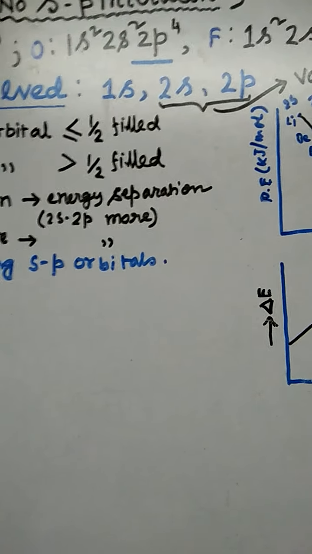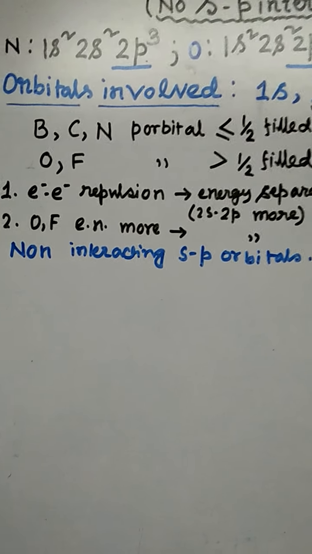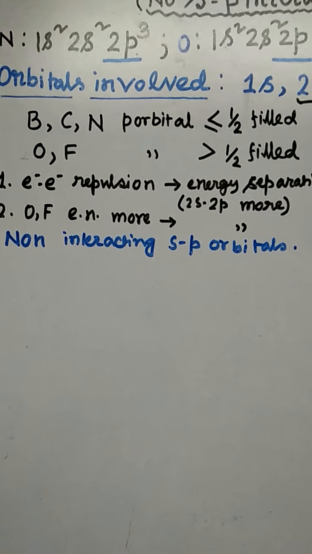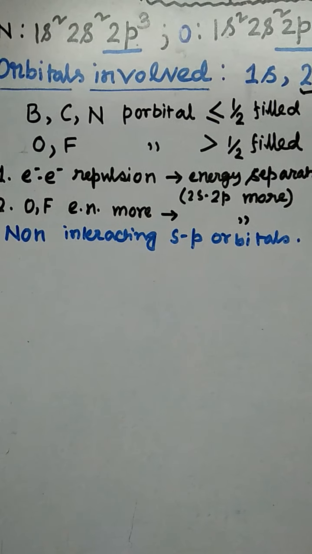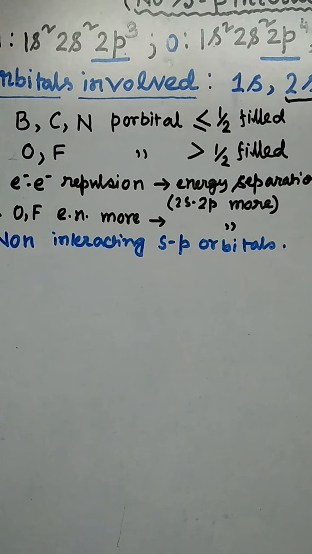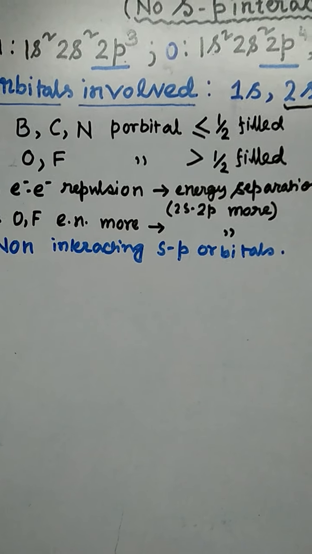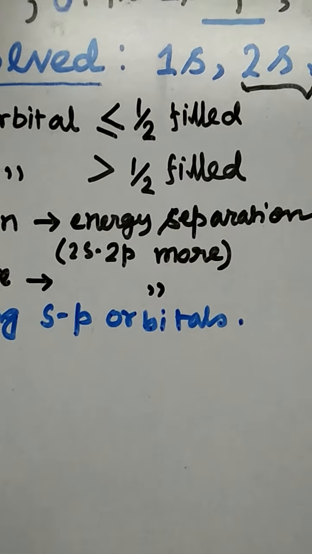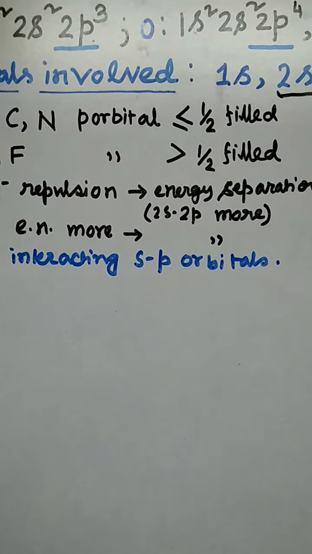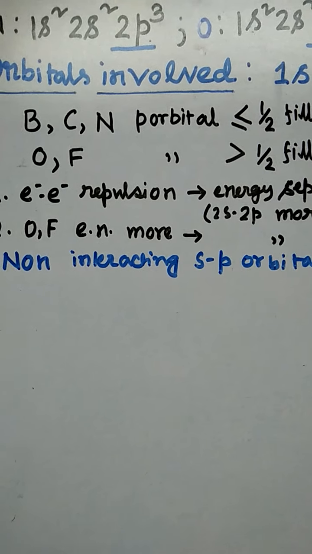And the reason behind this is why the energy difference is less or more. There are two reasons. In boron, carbon, and nitrogen, the p orbitals are less than or equal to half filled. In nitrogen it is p3, in carbon it is p2, and in boron it is p1. In oxygen and fluorine, it is greater than half filled. That is, in oxygen it is p4 and in fluorine it is p5.